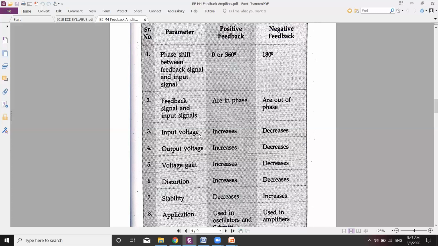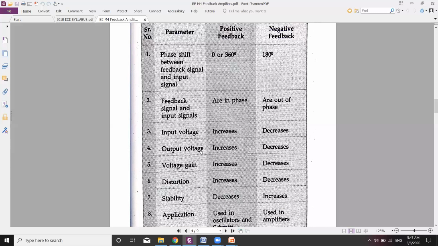Let us go to the third parameter, that is input voltage. In case of positive feedback, input voltage increases. Why it increases: input signal Vin and feedback signal, if they are in the same phase, they will get added with each other. When they get added with each other, the input signal that is being applied to the amplifier is increased. Whereas in negative feedback, because of a phase reversal of the feedback signal, the input signal amplitude is subtracted by the feedback signal amplitude. So because of that, input voltage decreases.